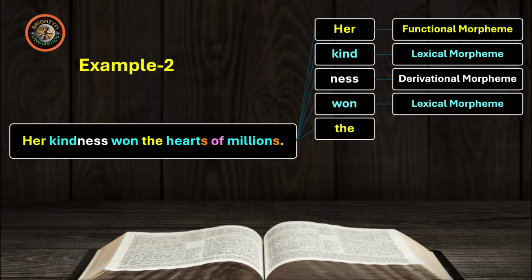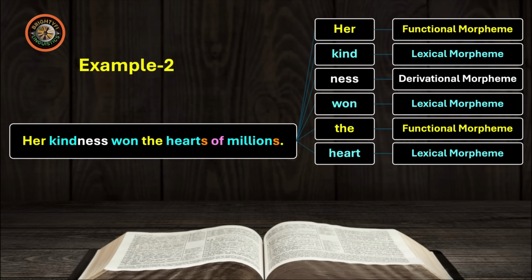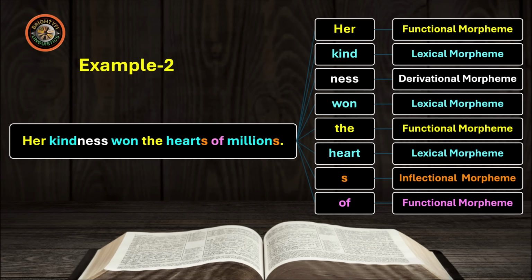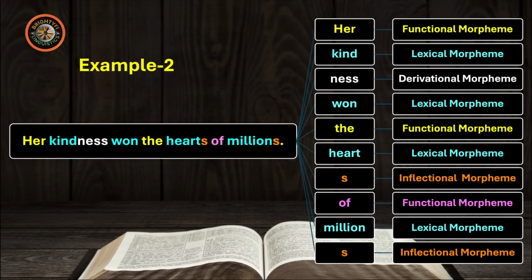Then we have the word the, which is functional morpheme. Then we have the word hearts. It has two parts, heart, which is lexical morpheme, and s, and this is inflectional morpheme. Then we have the word of. This is functional morpheme. And then we have the word millions. It has two parts, million, we have the lexical morpheme, and s, we have the inflectional morpheme.